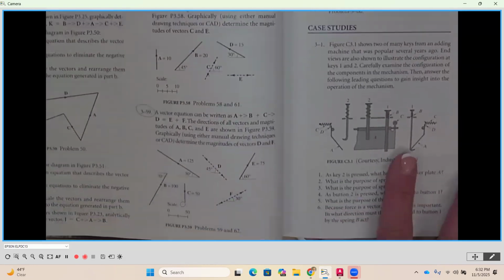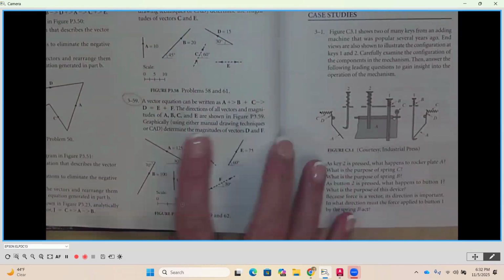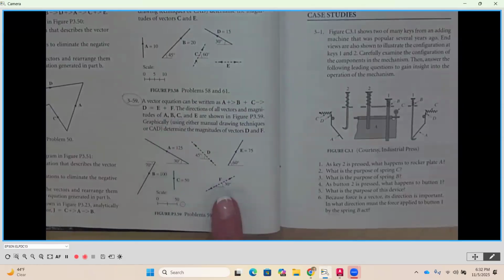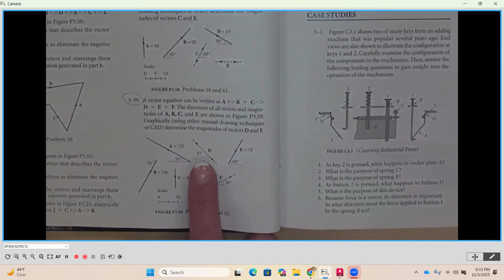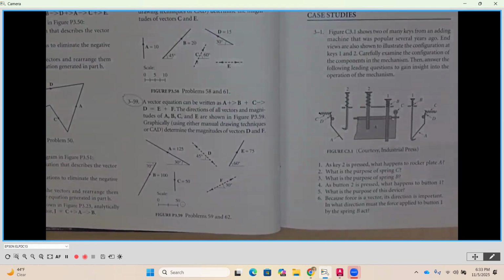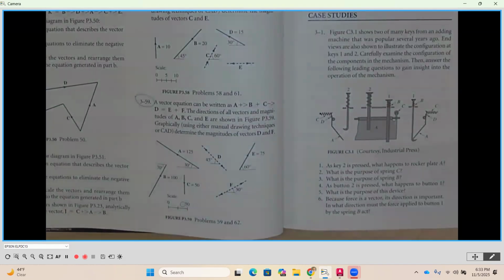On number 59, this is going to be very similar again. Here you've got A plus B plus C minus D is equal to E plus F. So here you've got F is an unknown and D is an unknown. So I'll let you kind of play with that one. All right. So these 2 are going to be like the last 2 that we did in the practice problem.